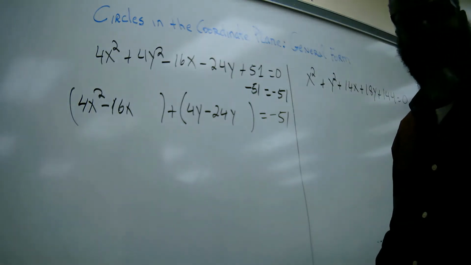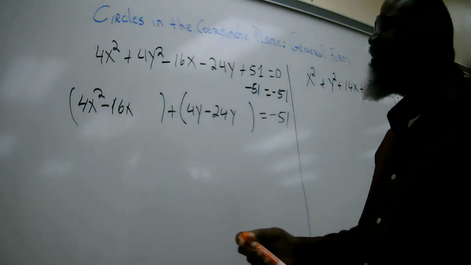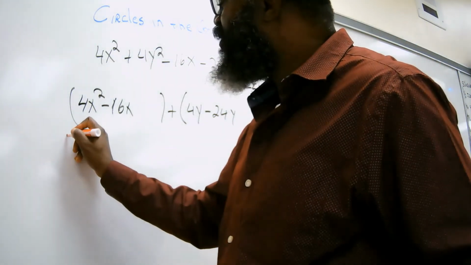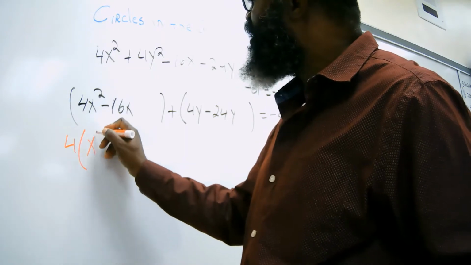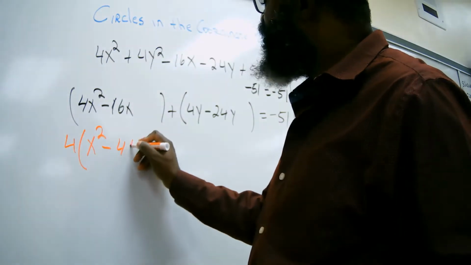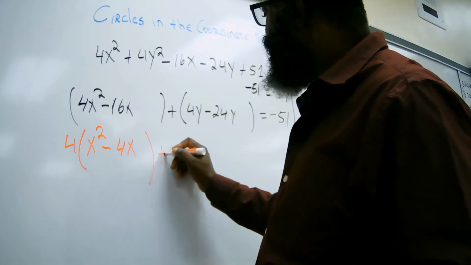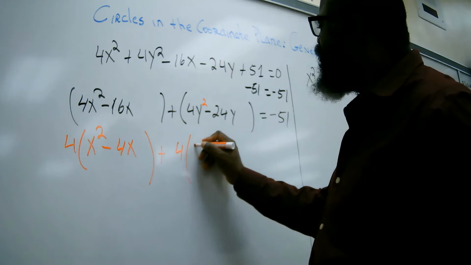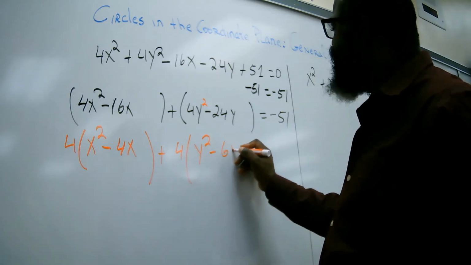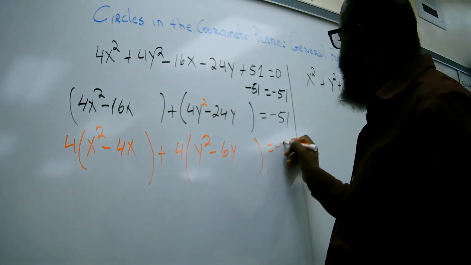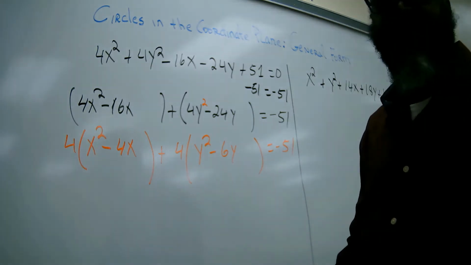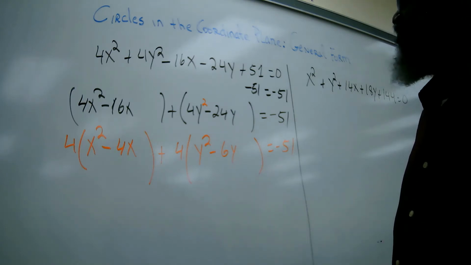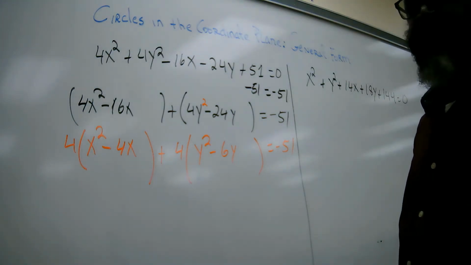So the second step, we do family grouping. Now in this case, your leading coefficient is not 1. You will have to factor the 4 out. That will be 4 times x squared minus 4x. Then you're going to factor the 4 out, that will be 4 times y squared minus 6y is equal to negative 51. So we do our grouping, and we do our factors. Now we are ready to do the completing the square method.